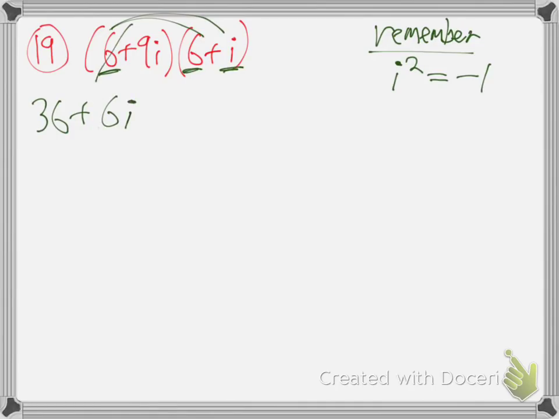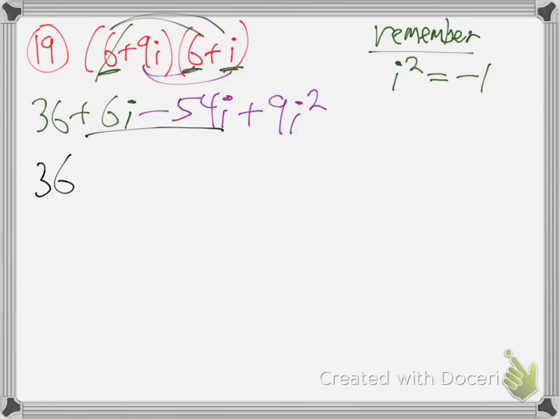Oops, plus 6i. He's done. And now the 9i goes to both. Minus 6 times 9, 54i. Plus 9i squared. Okay, so what does that give us? That gives us 36, 6i plus 6i minus 54i. What's that? Minus 48i? Yeah.